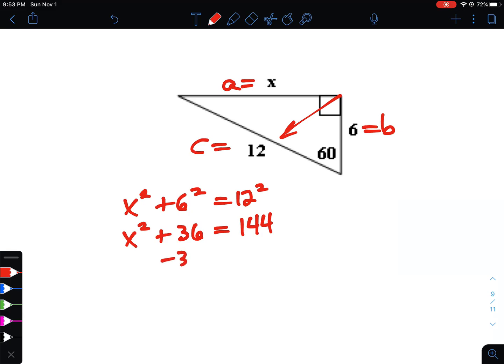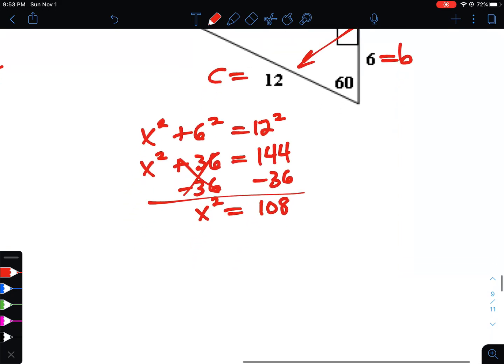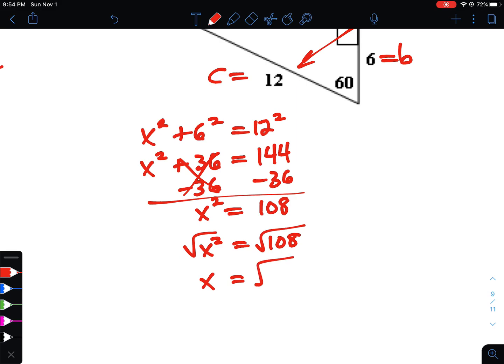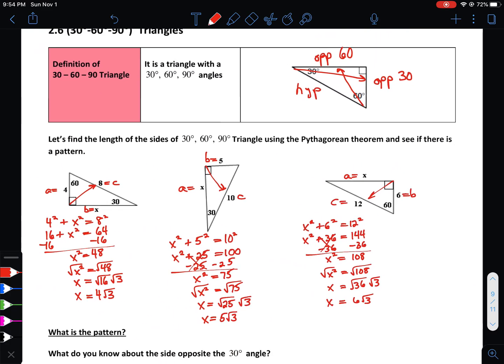And then from here, we'll go ahead and subtract 36 from both sides. So we'll have that x squared is equal to 108. And now we just want to get x by itself, so we'll take square root of both sides. All right, so left side, now we just have x. For the right side, we'll simplify square root of 108. We'll rewrite that as the square root of 36 multiplied by the square root of 3. And then one more time, we'll simplify square root of 36 to be 6. And then square root of 3 we'll leave alone.